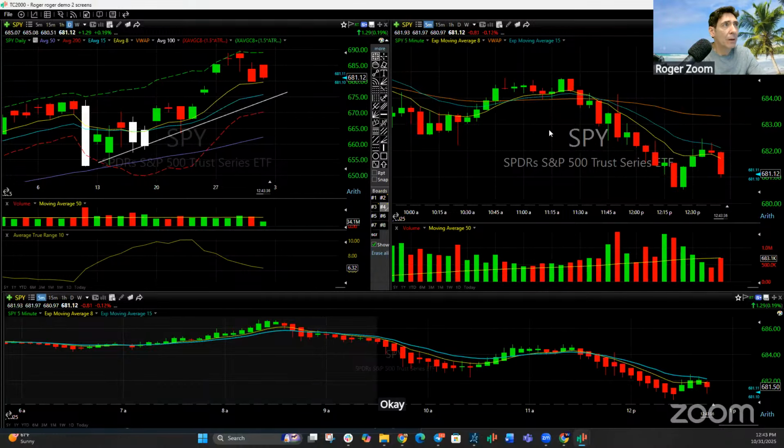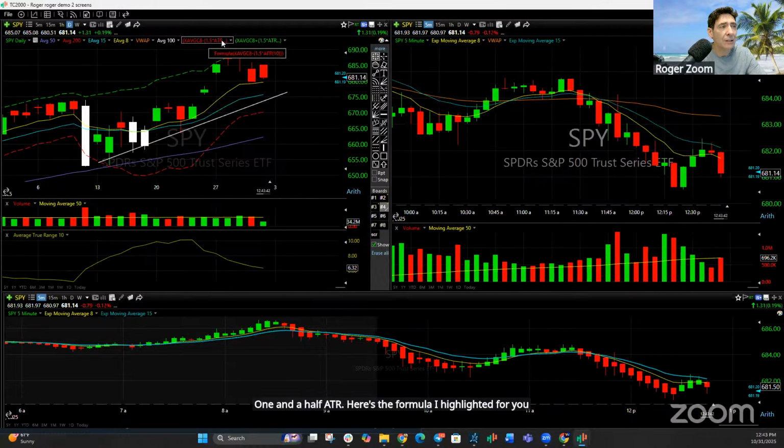Every program has ATR. ATR is right here. 1.5 ATR. Here's the formula I highlighted for you. There it is. You could see it. I'm not hiding the ball on anything.